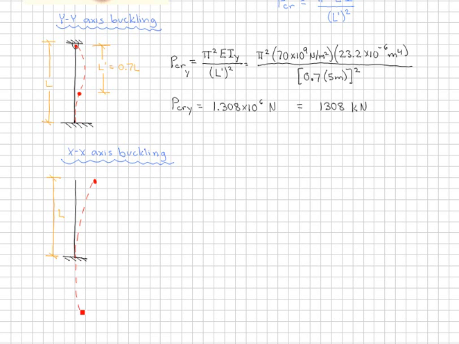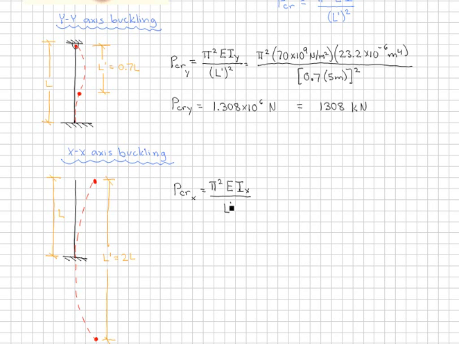However, if a mirror image of the column is visualized below the fixed end of the column, the effective length is this distance between points of zero moment. And if you look on your RDC, we see that the effective length for a fixed-free column is 2 times the original length. Now we go back to our Euler buckling equation once again to calculate the buckling load about the strong axis.